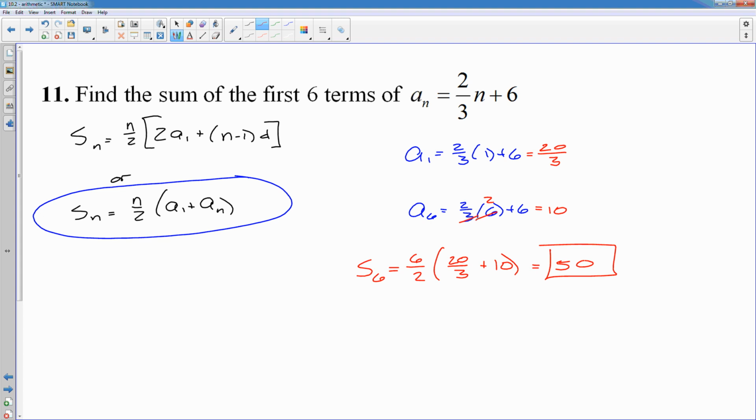All right, so there's some stuff with arithmetic sequences. Be careful with the formulas. You just have to make sure you use them correctly. And there we go.